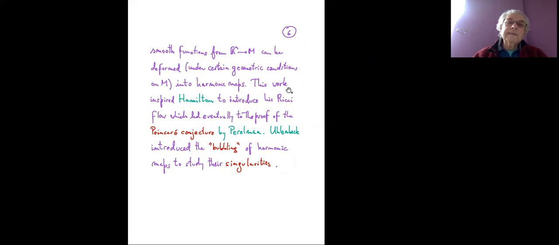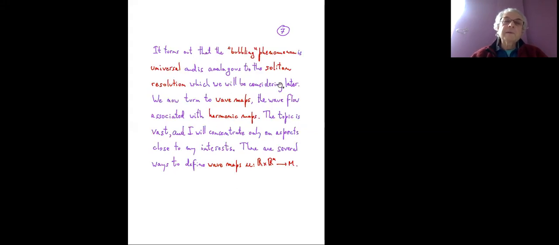This work by Eells and Sampson inspired Hamilton to introduce his Ricci flow, which eventually led to the proof of the Poincaré conjecture by Perelman. Uhlenbeck also studied harmonic maps and introduced the notion of bubbling of harmonic maps to study their singularities. It turns out that this bubbling phenomenon is universal, as I hope to be able to explain later on, and is analogous to something called the soliton resolution, which we will be considering later.